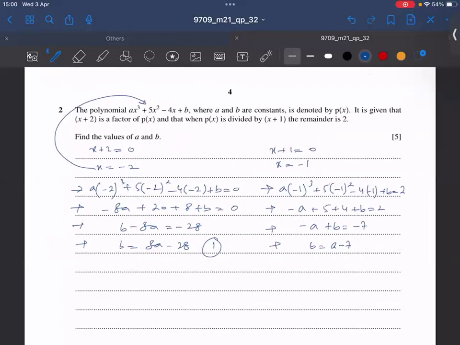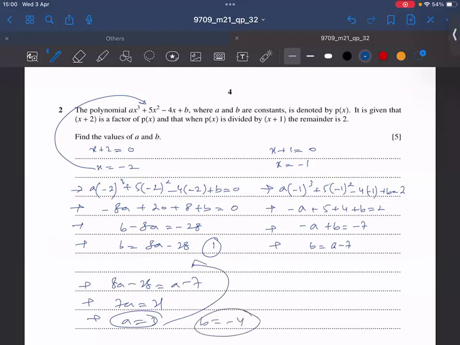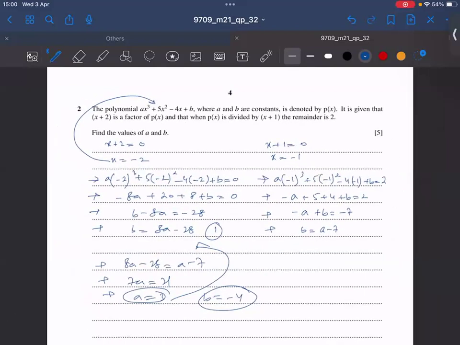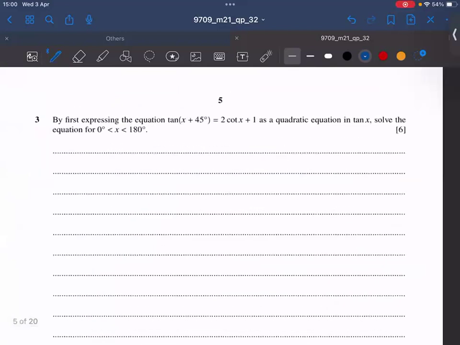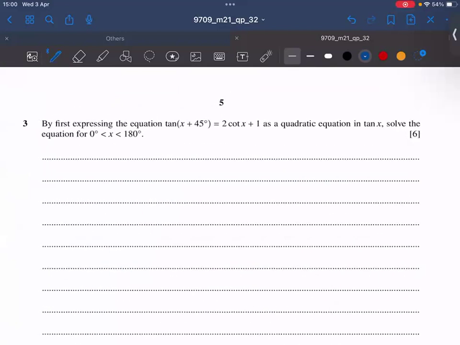And Bilal, then we're going to be equating 8a minus 28 equals a minus 7. Going to be 7a equals 21. So a is going to be equal to 3. And so b is going to be equal to what? 24 and -4. Okay. All right. Is it clear? So Bilal Ahmed. Yes, yes, yes. This is the same answer as the marking scheme. Okay. By first expressing the equation.